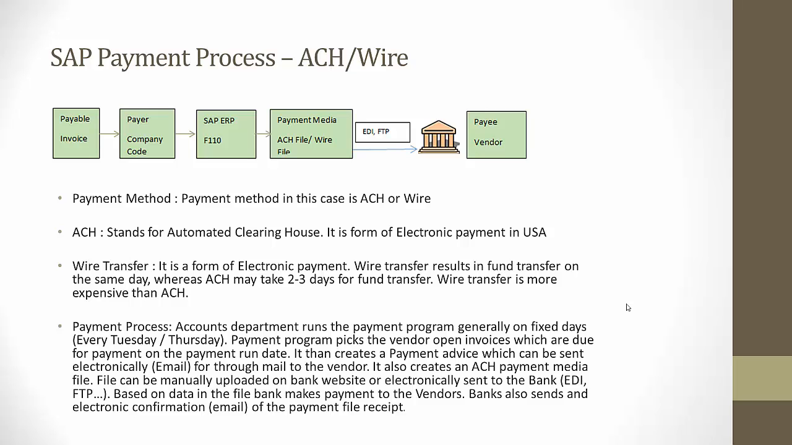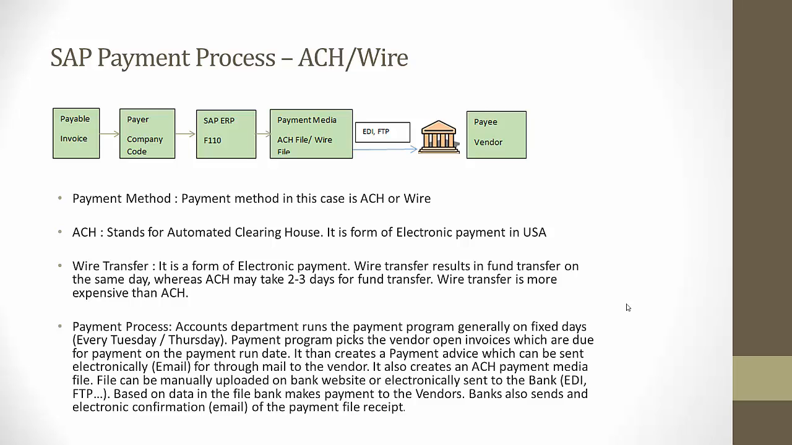same invoice is entered in SAP system. We run the F110 payment program. Payment program produces a list of vendor invoices which are due for payment along with the amount. Once the invoices amount is approved, payment program produces an electronic fund transfer file.